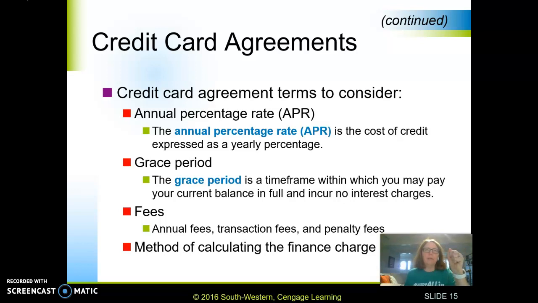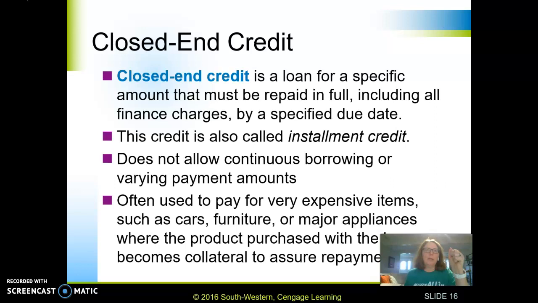The other type of credit is closed-end credit, and it is a loan for a specific amount that has to be repaid in full, including all the finance charges, by a specified due date. So it's paying that principal and interest by a specified due date. It's also known as installment credit. It doesn't allow me to keep borrowing, paying off, borrowing, paying off like a credit card does. Instead, it allows you to borrow once and then make payments either continuously till it's paid off or make one lump sum payment at the end.